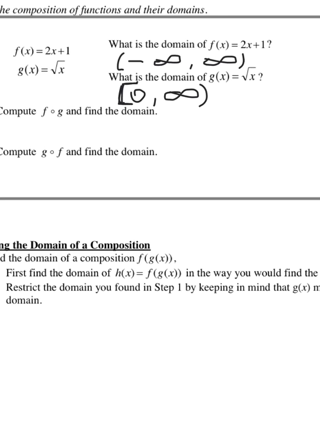Our domain for the first function is all real numbers, or negative infinity to positive infinity. And the domain for the second function, g of x, is going to be 0 to infinity, or x is greater than or equal to 0.